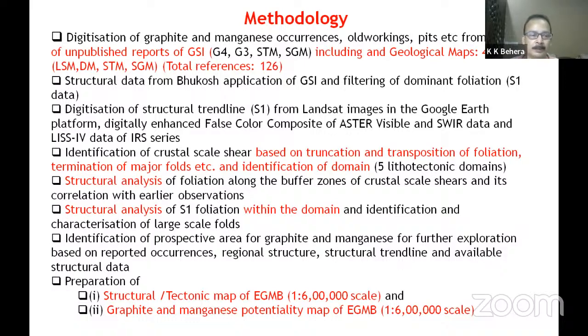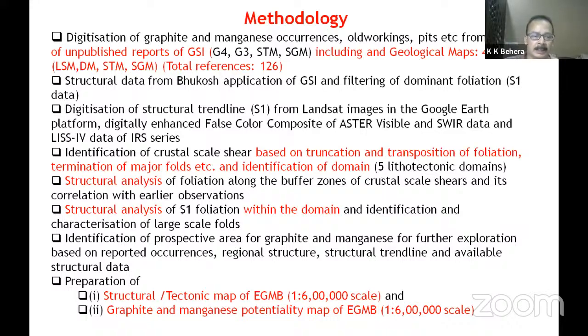Second, we took structural data from the Bhukosh application of GSI. We filtered the data according to our need, because in the database S1, S2 and everything is kept as foliation. The third component is our digitization of structural trend lines from Landsat images. That is the basic thing that everybody does, which gives us the regional structure.